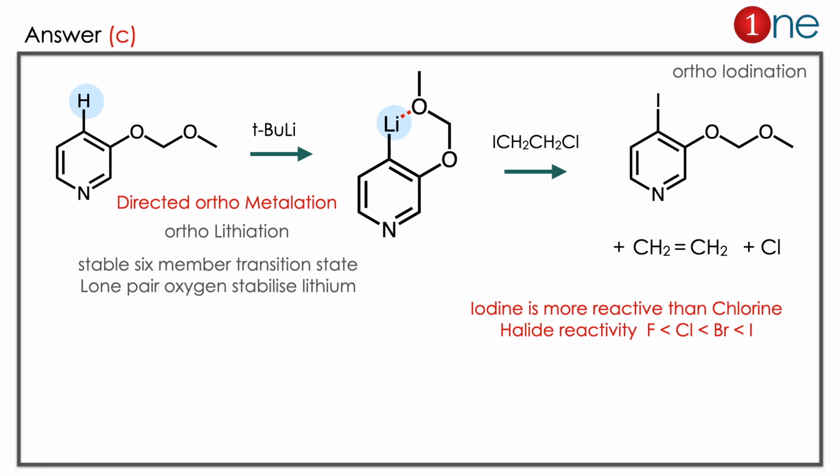Oxygen lone pair donates and stabilizes the lithium. Hence the ortho-lithiation is favorable here. A new stable 6-member ring formation is there. Next step you are using iodochloroethane.